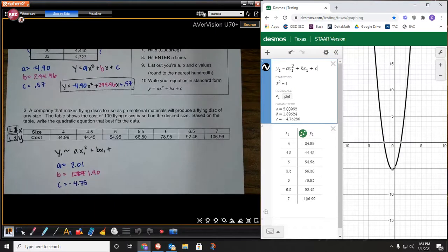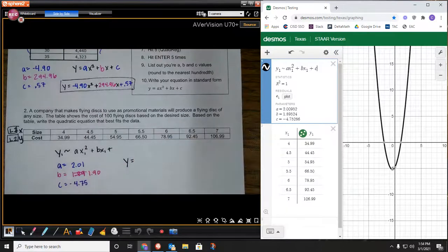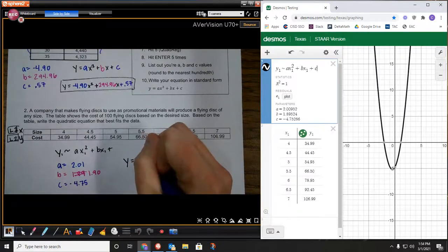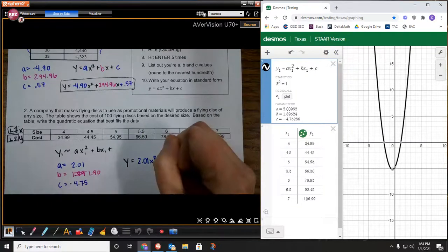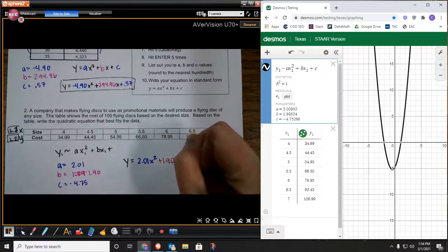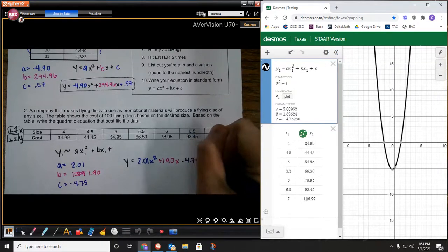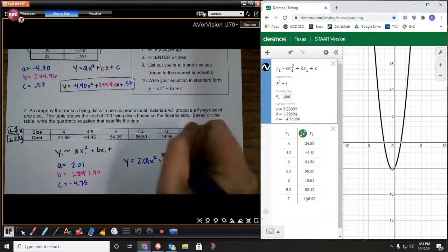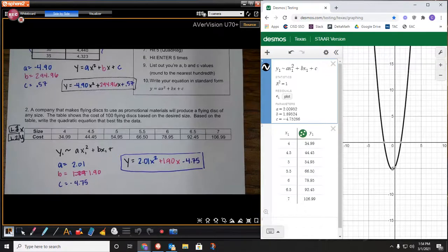So now that we have those, we can go ahead and write our whole equation. So it's going to be y equals 2.01x squared plus 1.90x, and then minus 4.75. So this would be our final equation that we would be interested in getting right here.